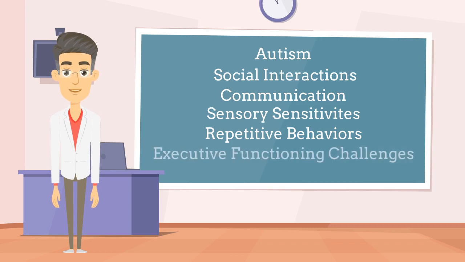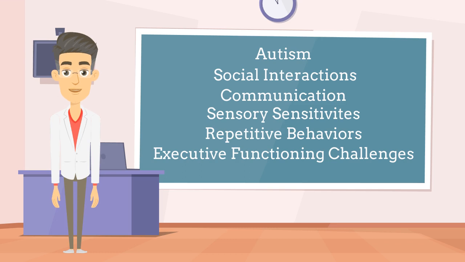Executive functioning challenges. Executive functions involve skills such as planning, organizing, and problem solving. Children with autism may have difficulties with these higher-level cognitive functions. They may struggle with transitioning between tasks, managing time, and adapting to changes in routines.